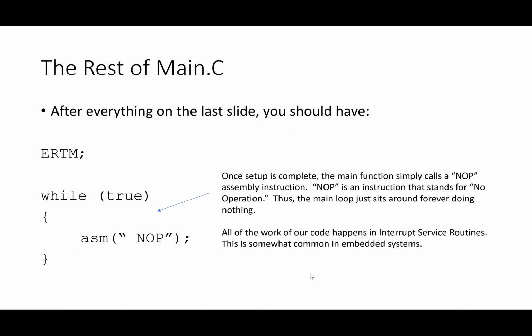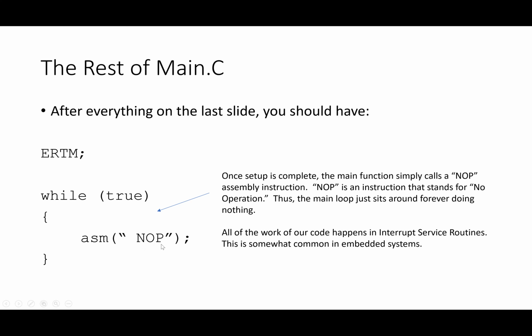Now the rest of your main.c, ERTM, that's allowing a real-time global interrupt. It's a macro. You can look at how it's defined. It needs to be there. Just put that in your code, make sure it's there. And then what I have is a while statement. That while statement basically says while true. So anytime the thing is on, if I've reached this code, keep running whatever's in this while loop.